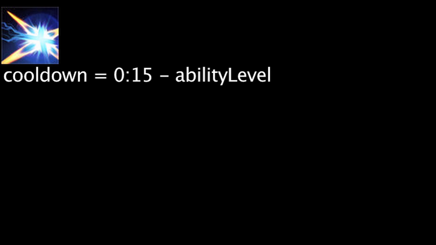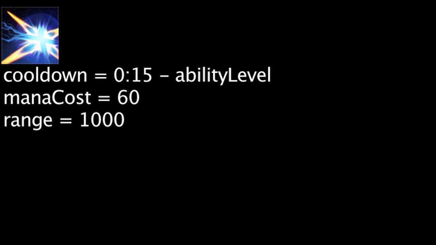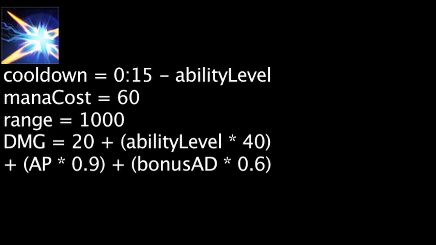Ardent Blaze has a cooldown equal to 15 minus the ability's current level. It will also cost 60 mana. When cast, Lucian will deal magic damage to enemies within 1,000 units equal to 20 plus the ability's current level times 40 plus Lucian's ability power times 0.9 plus his bonus attack damage times 0.6.